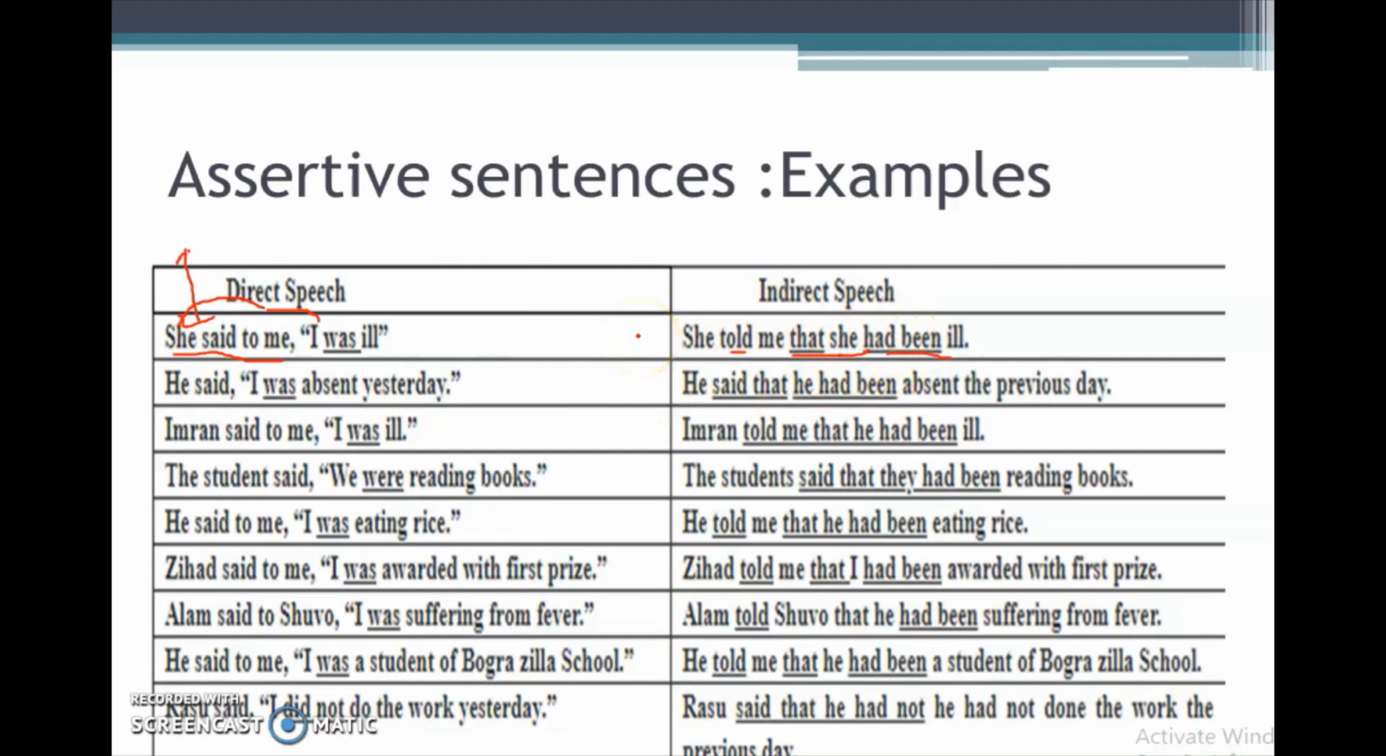So we have applied all the 5 rules. First one is said to is changed into told. Second, you have to add that to replace the inverted commas. Third one is change of pronoun. Fourth one is change of tense, change of verb. We have to apply all these changes. The second example is also in past tense, so all the 5 changes you will apply. Third also past. Fourth, these are all in past tense, so what you have to do is apply all the rules on these sentences while solving.